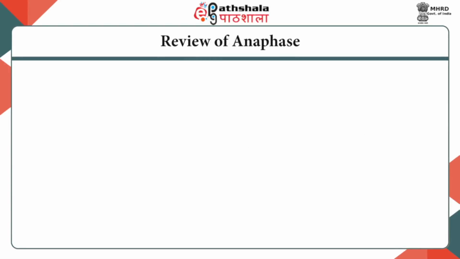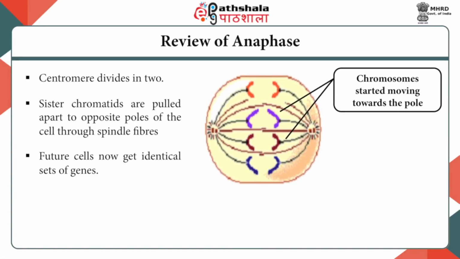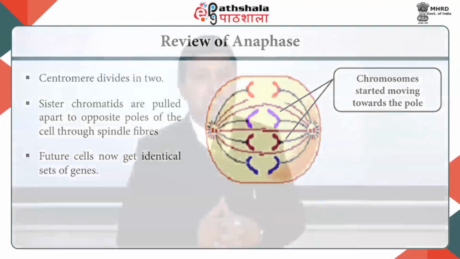Now we will quickly review events during the anaphase. Basically, during this phase, the centromere divides, causing the pulling apart of the sister chromatids towards the opposite poles through spindle fibers. So, finally, future cells are provided with identical sets of genes as visible in the diagram. So, chromosomal segregation is followed by the next phase of the cell cycle, which is known as telophase.